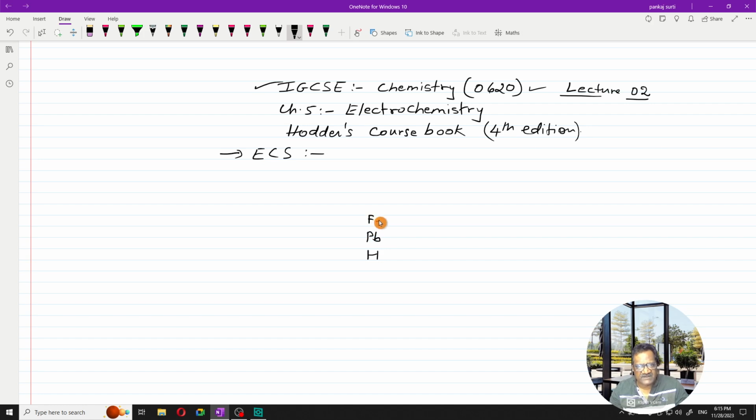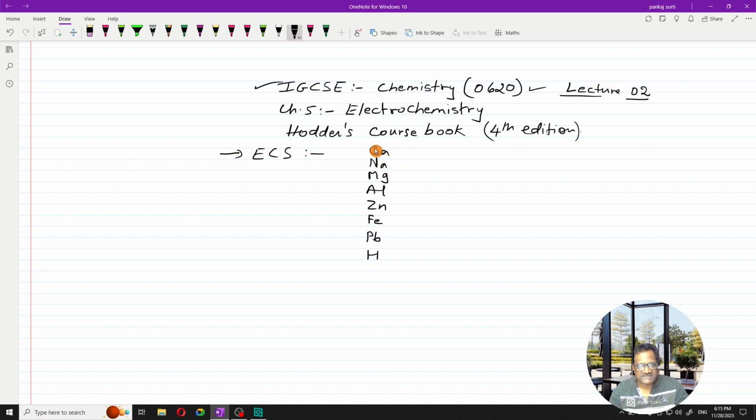Some of the elements I'll be missing out. There are many in between also, but I'm writing the main ones. So this is hydrogen. Above that I'm writing lead, and then Fe, and then zinc, Zn. Then aluminium, Al. Then Mg, magnesium. Then sodium and calcium.